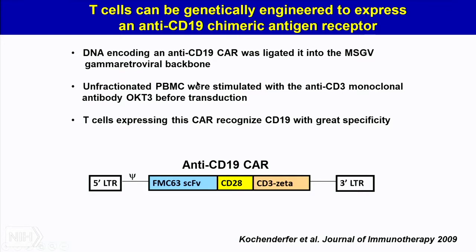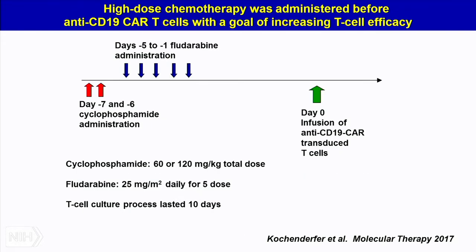The way we produce cells, which is one of the secrets of success for the Surgery Branch at the NCI, is a very simple cell production process. Whole PBMC are stimulated with an anti-CD3 monoclonal antibody called OKT3, and the cells are just grown in culture with IL-2 in an incubator. And then once the cells are in culture for 7 to 10 days, they're ready to infuse. It's a very simple, robust cell production process. The T cells expressing this CAR recognize CD19 with great specificity in in vitro assays. I don't really have slides to show that.